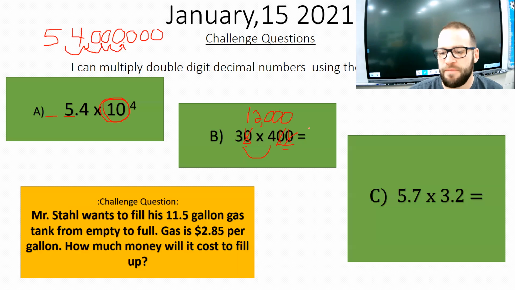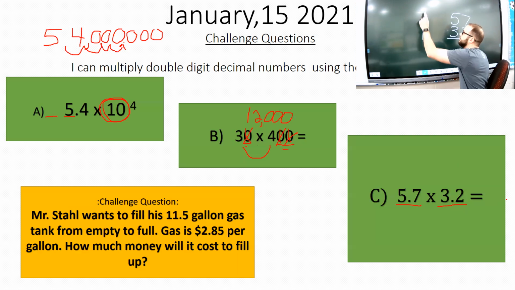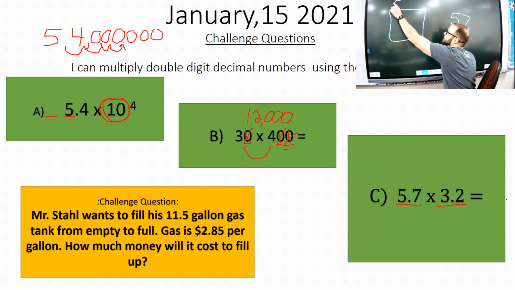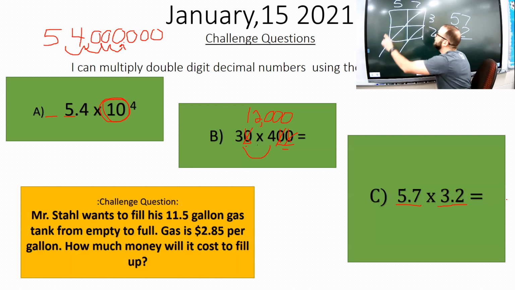And then we have 5.7 times 3.2. You have decimals. The first thing you got to do is pretend like those decimals are not even there. So we have 57 times 32. We are going to come over here, turn it lattice, 57, 32. We are going to cut each box in half.